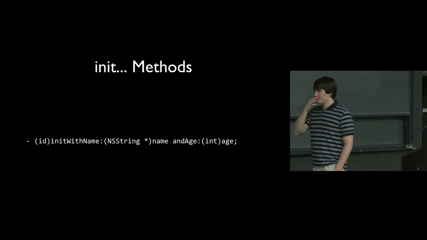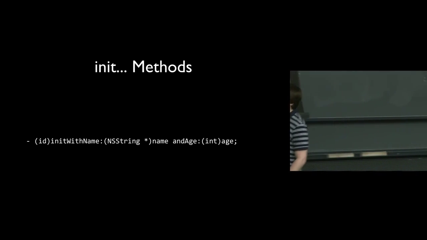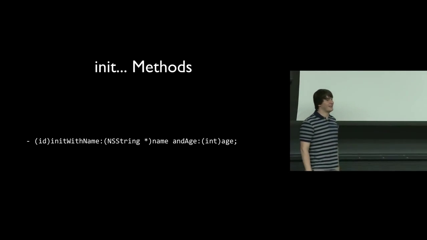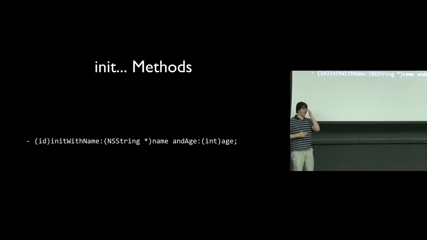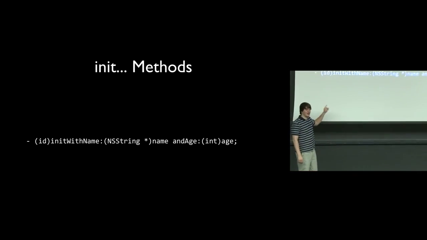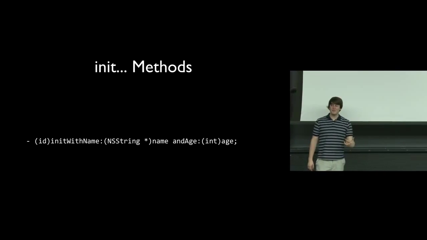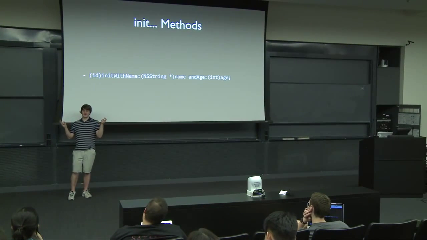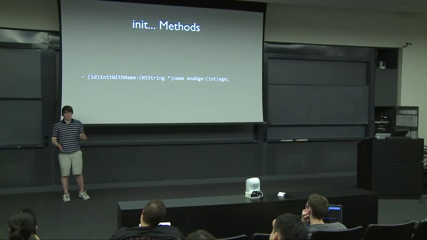Reading this method, we have an instance method, because it's a dash. It's going to return an ID. So this is also convention. We know that it is necessarily returning a student star. And remember that ID is just sort of a catch-all for all objects. The convention for initialization methods is that they return ID.